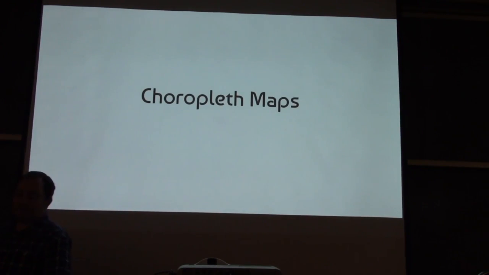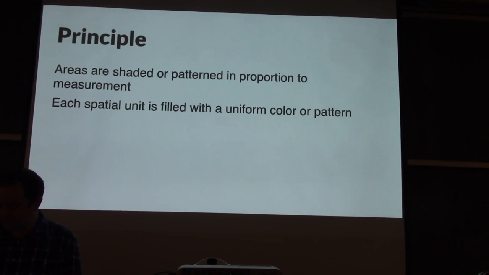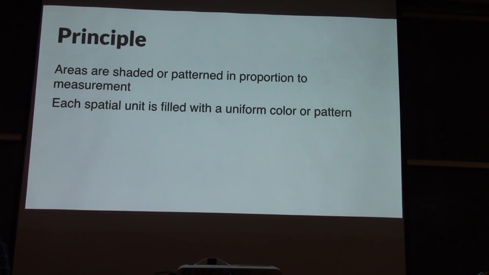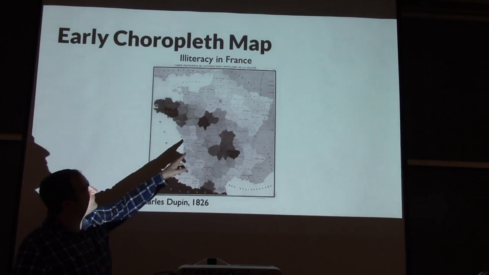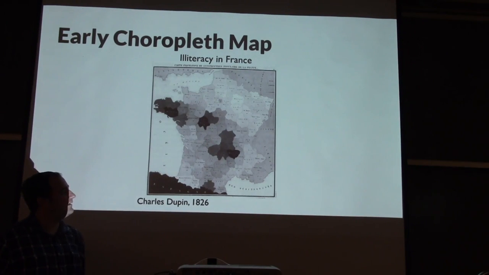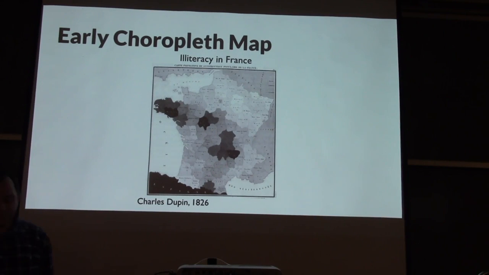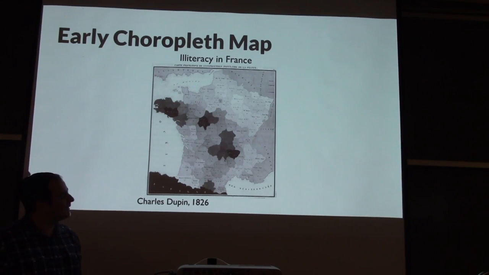Okay, next we'll talk about choropleth maps. The principle of choropleth maps is that areas are shaded or patterned in proportion to a measurement, and each spatial unit is filled with a uniform color or pattern. This is what we saw with the electoral map earlier. This is an early example for illiteracy in France. You can see that the area around Paris is very light, and so the people in urban areas, even in 1826, were much more literate than people here in Bretagne, for example, or in other rural areas.